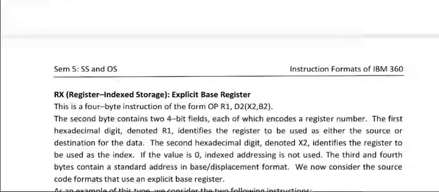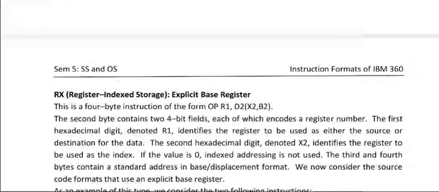The first hexadecimal digit is denoted by R1. This identifies the register to be used as either the source or the destination for the data. And the second hexadecimal digit denoted by X2 identifies the register to be used as the index register. If the value is 0, then the index addressing is not used. If the value is non-zero, then the index addressing is used. The third and fourth bytes contain a standard address in base and displacement format.